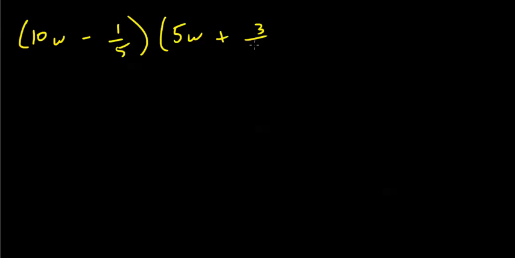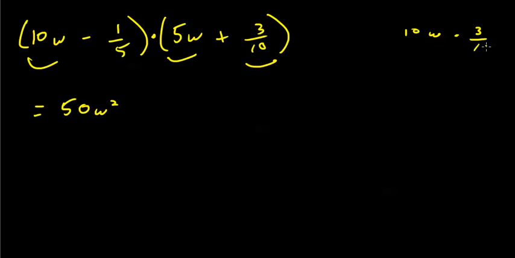Let's try another one involving some fractions here. 10w minus 1/5, a fraction, times 5w plus 3/10. Alright, again, a binomial product calls for the FOIL technique. First product, 50w squared. Outer product, well, what's 10w times 3/10? Of course, the 10s will cross cancel, and I'll end up with a 3w for my outer product. Okay?